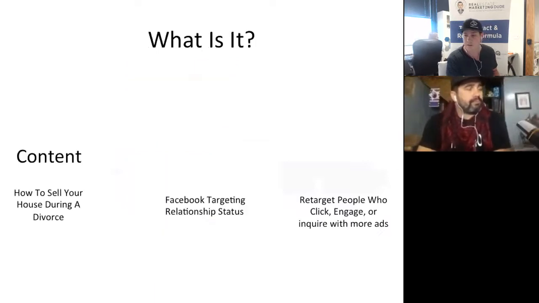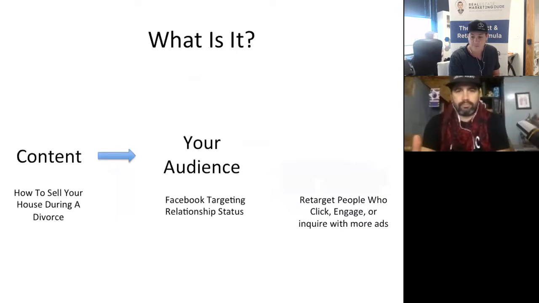So let's get into the marketing of content, especially on social. Here's essentially what we're doing. Let's just use this example. We're creating a piece of content, for example, how to sell your house during a divorce. We're targeting that content to, in this case, people who are on their way out in relationship statuses, because that's the beauty of Facebook, is that you can use Facebook to target people who are your ideal candidates or audiences.